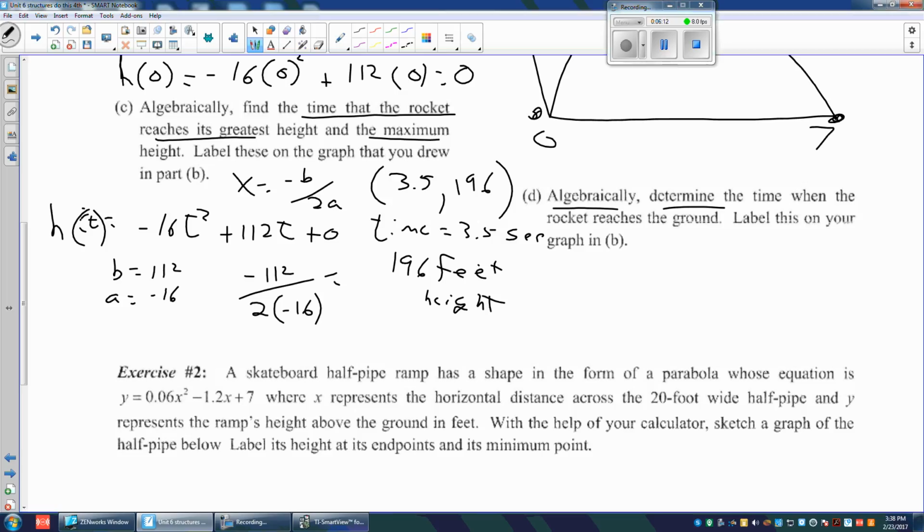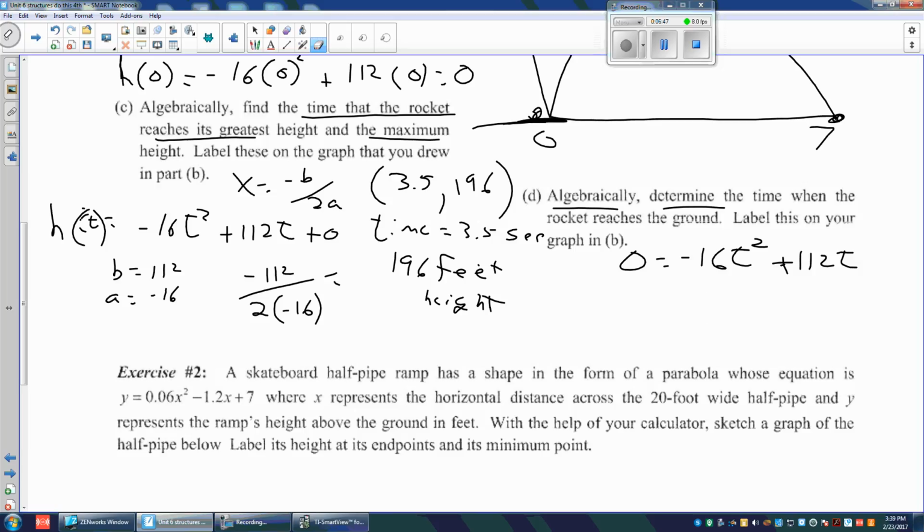The ground, that's when the height is 0. What represents the height? Y represents the height. So I have to have 0 equals negative 16t squared plus 112t. It looks like it's a quadratic. I've got to solve it for 0. Factor it. So you type in your calculator 112 divided by 16 and you get 7. So you factor out 16.